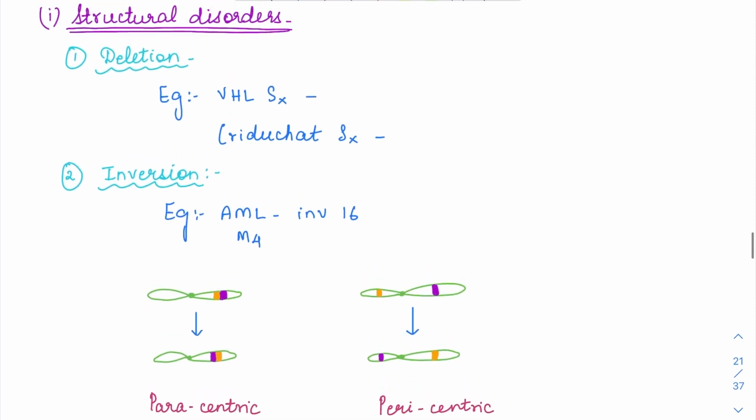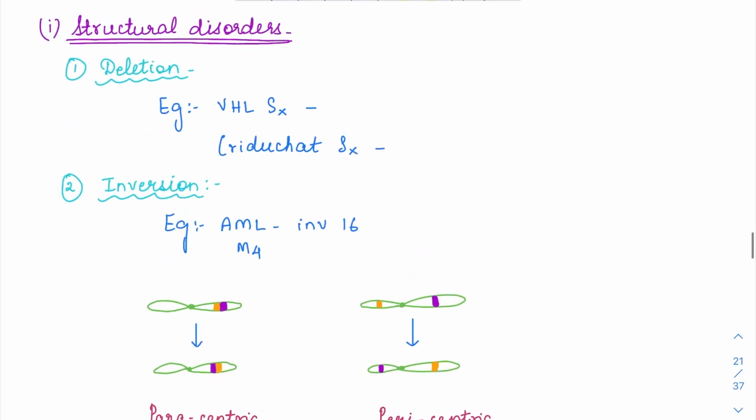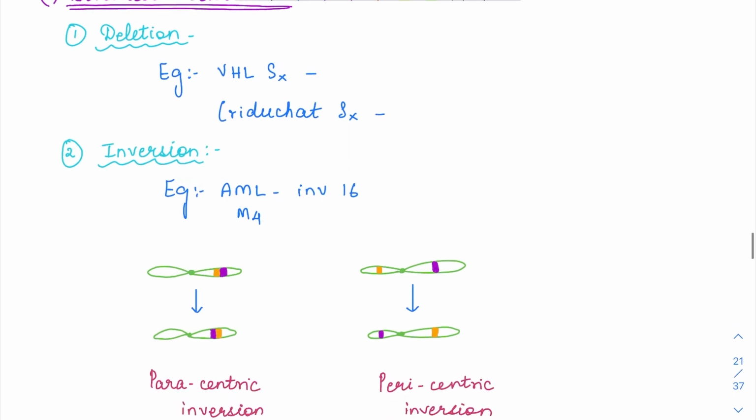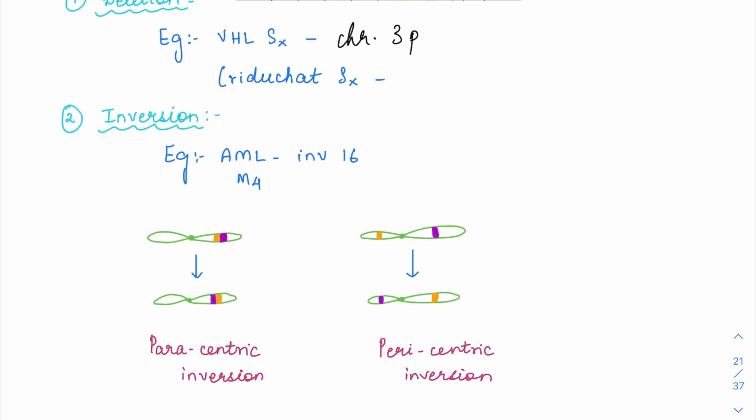Structural disorder, as in something related to the arrangement or the structure of the chromosome, is going to be affected. So first one will be a deletion. A chromosome segment is going to be deleted. Examples of this will be VHL syndrome, which is von Hippel-Lindau syndrome. Here the deletion is going to occur in chromosome 3p. Then Cri-du-chat syndrome. We have many syndromes which are associated with deletion, I'm just taking a few examples. Cri-du-chat syndrome is going to be partial deletion 5p.